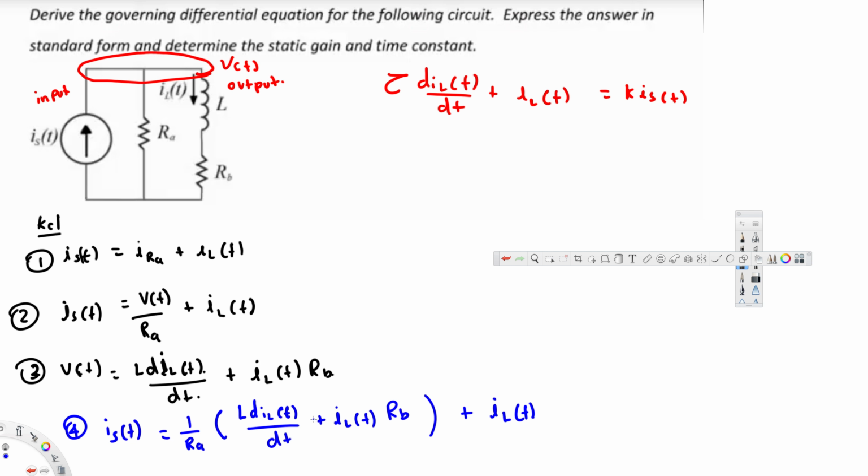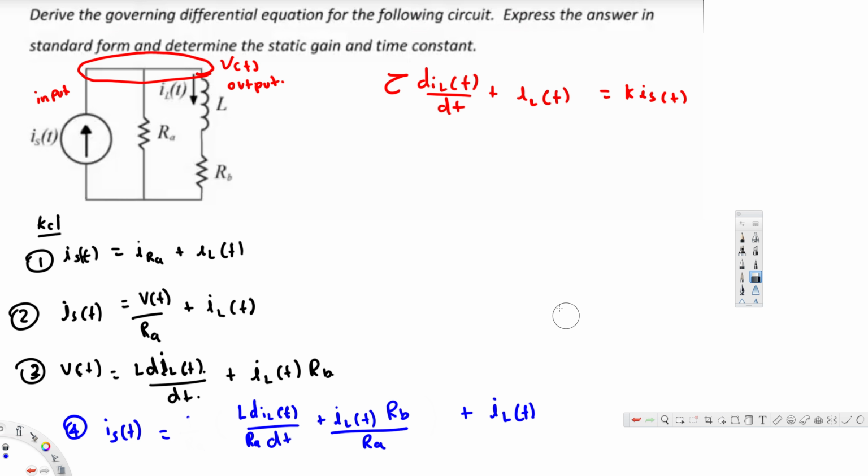So instead of writing like this, I can combine this RA together, like I can bring this RA inside. In that way we will have RA in the denominator. So we will have L over RA, and here we have RA, and that one plus this is equal to is(t). So we can get rid of this bracket. Now we are going to bring this one into standard form. If you look at the standard form, we have to have is(t) on the other side of the equation. We already have that in that pattern, and also this iL(t) should be alone.